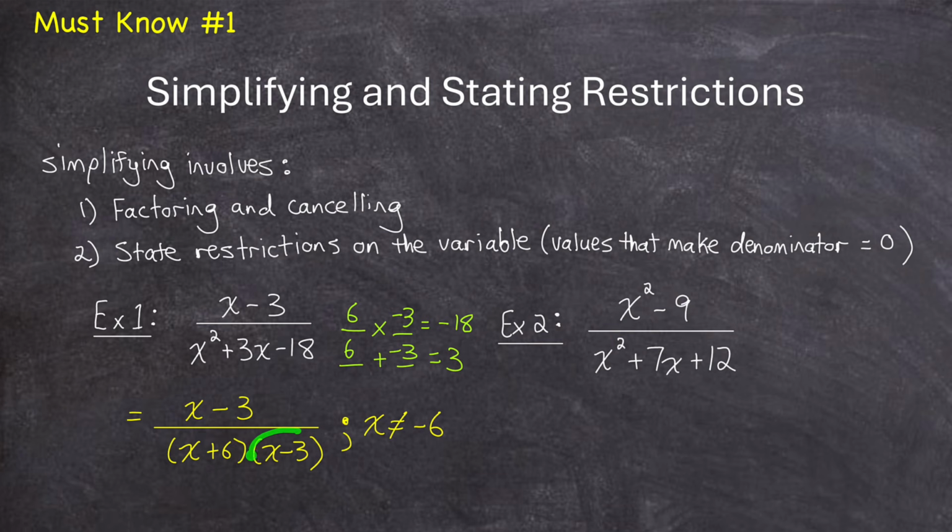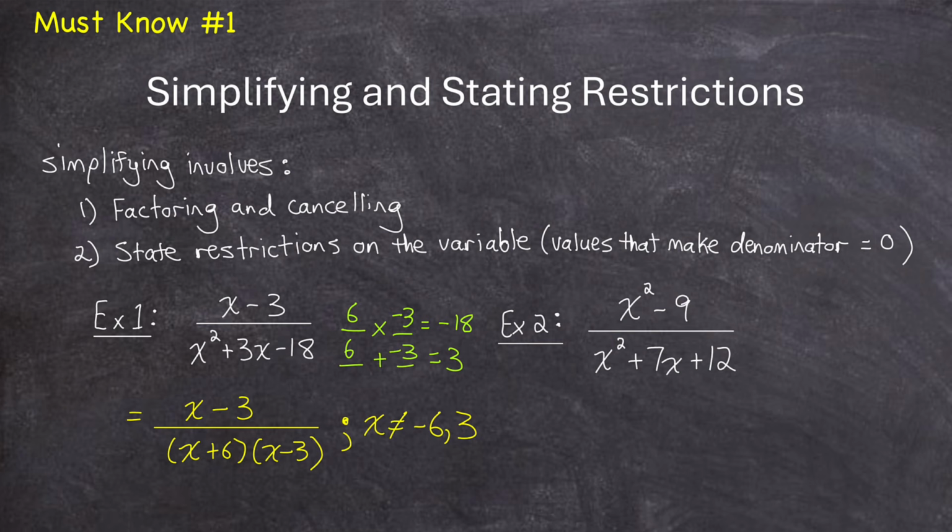And then this second factor in the denominator also can't be 0 because that would make the whole denominator be 0. And what would make x minus 3 be 0 is if x was 3. So x can also not equal 3. If x was either of those 2 values, it would make the denominator be 0, and division by 0 is undefined. But now that I've stated restrictions and factored this rational function as much as possible, I can look for any common factors that cancel out.